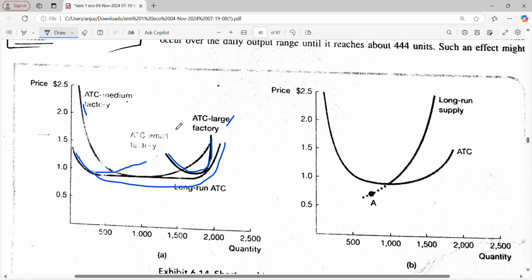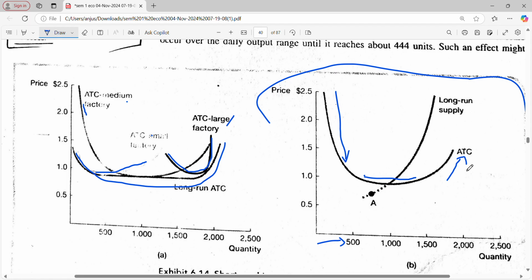Next is the next graph that we are going to talk of. Here you can see this is the average total cost. First, when the production is increasing, from 0 to 500, the ATC is decreasing. When the production is from 500 to, let's say, 1400, the ATC is somewhat constant. Then with more production quantity, the ATC is increasing.